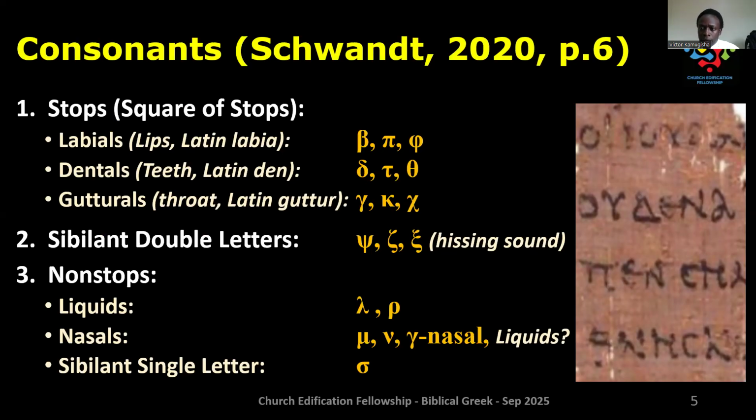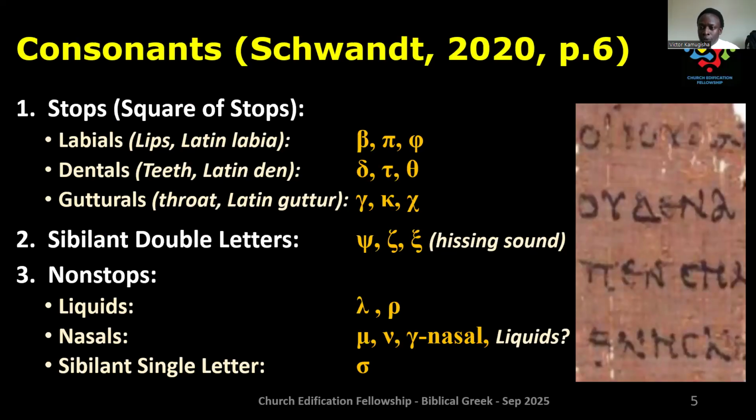Now, labials, they are pronounced using lips, okay? Labio comes from the Latin word labia for lips. Then the dentals are pronounced using the teeth. The tongue, in a way, hits the teeth, stops at the teeth. The teeth stop the tongue, okay? From the Latin word den for teeth. That's why they're called dentals.